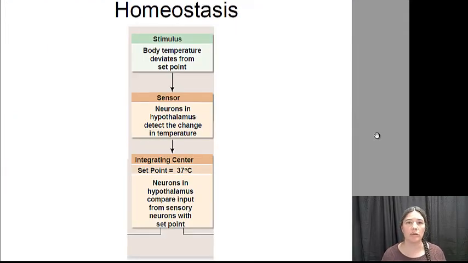So let's take a look at a biological example. We'll look at temperature in humans. The set point would be the body temperature that is normal for your species. In our case, it would be 98.6 degrees. The sensor in the case of the human is the hypothalamus, which are these neurons at the base of the brain. And the neurons in the hypothalamus can detect a change in temperature. So when the temperature deviates from 98.6, which is also 37 degrees Celsius, neurons in the hypothalamus detect that change, and then they compare that with the set point where your temperature should be.